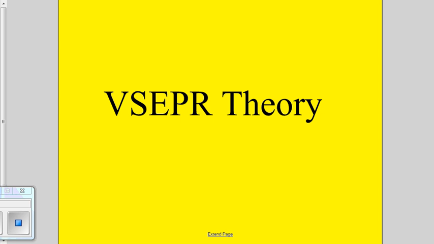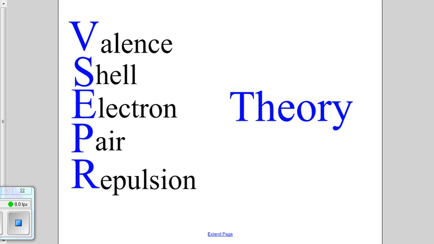This lesson is on the VSEPR theory, which is a theory that explains the shapes of molecules. Molecular shape is an important property in determining their physical and chemical characteristics. The acronym VSEPR stands for valence shell electron pair repulsion, and basically it means that all the electron pairs around a central atom get as far apart as they possibly can.